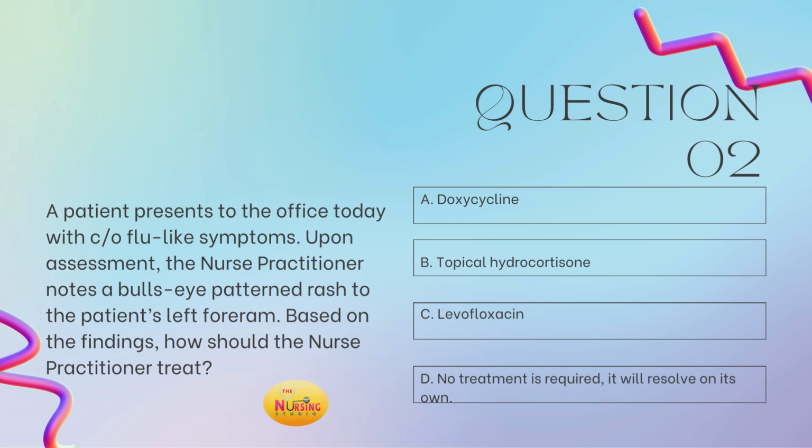A patient presents to the office today with complaints of flu-like symptoms. Upon assessment, the nurse practitioner notes a bullseye pattern rash to the patient's left forearm. Based on the findings, how should the nurse practitioner treat? Is it A, doxycycline, B, topical hydrocortisone, C, levofloxacin, or D, no treatment is required, it will resolve on its own? Take a moment and tell me what you got.